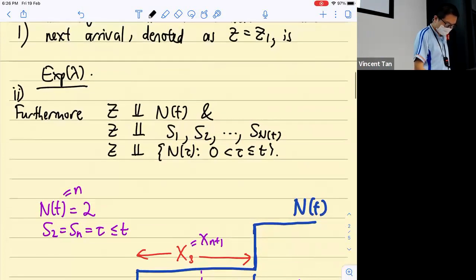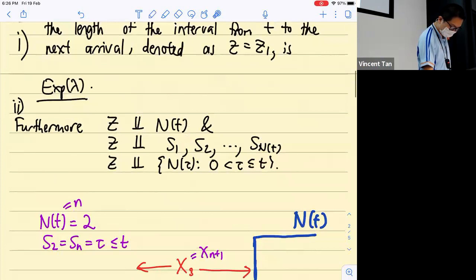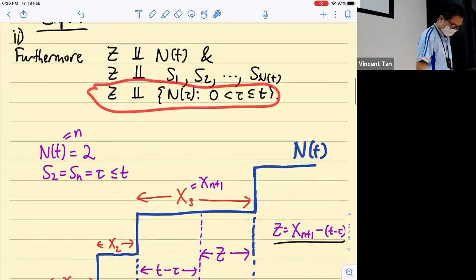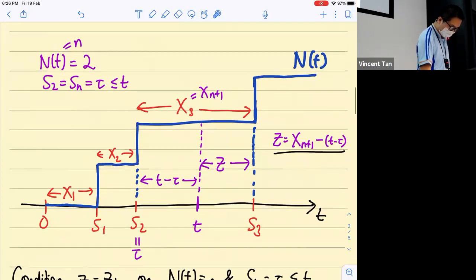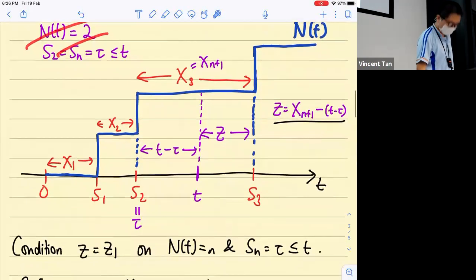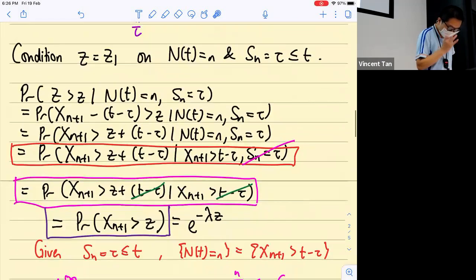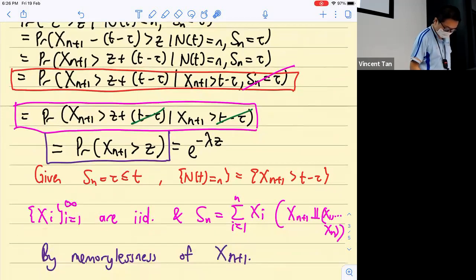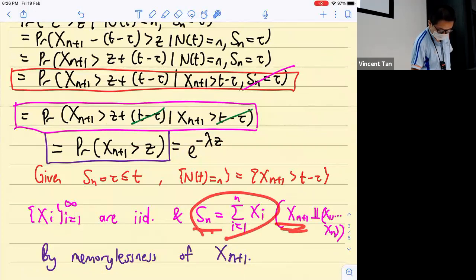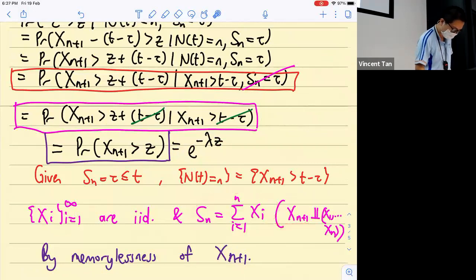So the statement is that Z is exponential with rate lambda, and furthermore we have all these independence relationships. We only need to prove this one. Look at the picture. In the picture, N_t is equal to n, which is equal to 2. Now we have this picture, and we are going to compute something like this. This sequence of steps is important because it illustrates the properties of the Poisson process. What properties are we using? We are using the fact that these X_i's are IID, and in particular, X_{n+1} is independent of S_n, because this guy here depends only on the first n, and this is the next interarrival.